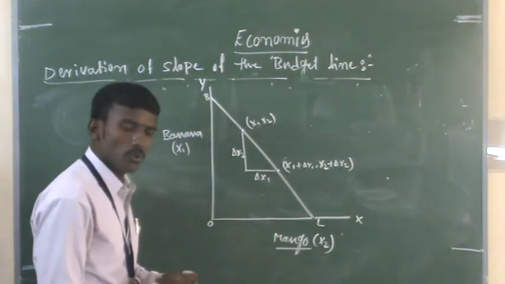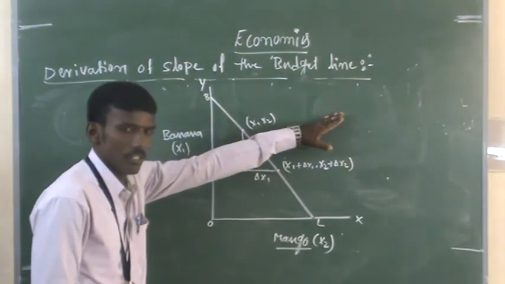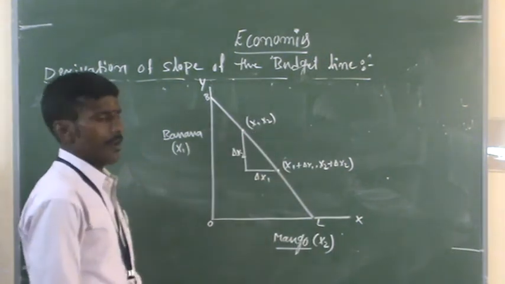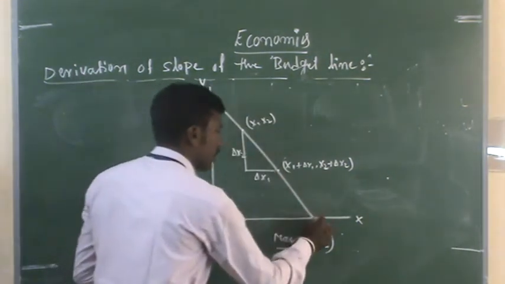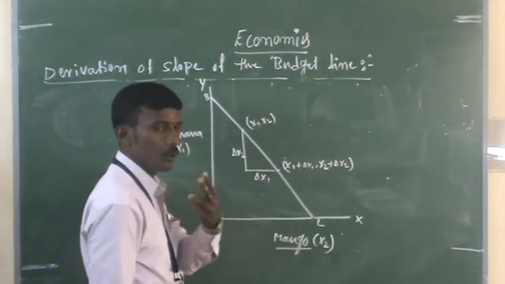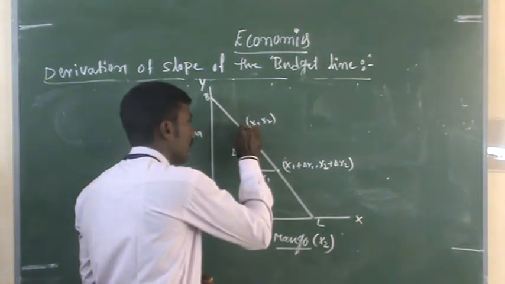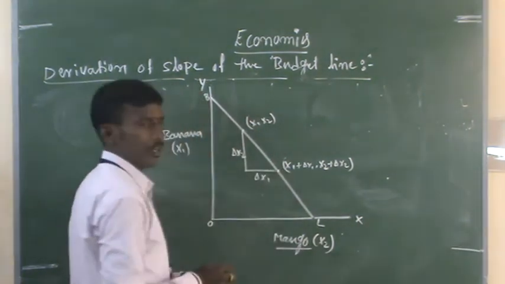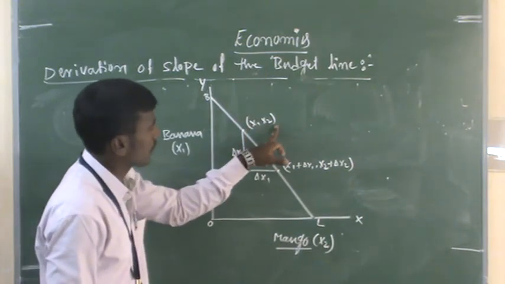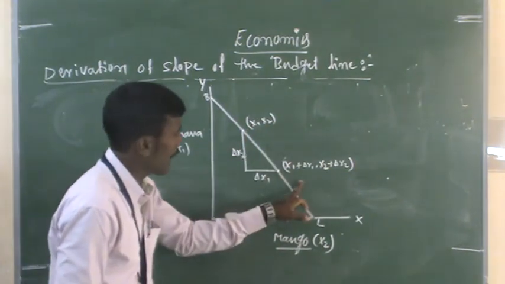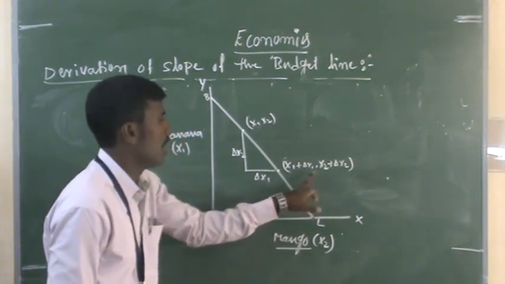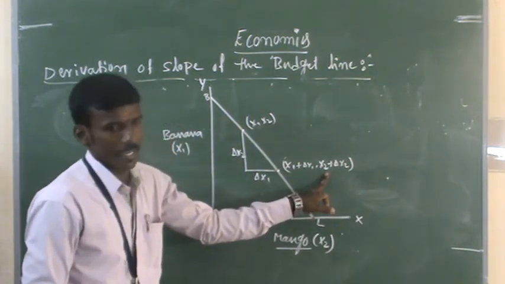That line we are going to consider, what is it? Budget line or price line. See now, this budget line or BL line will be consisting of two points. One is here and another one is there here. The first point we are going to consider is x1, x2, and another one we are going to represent as x1 plus delta x1, x2 plus delta x2.